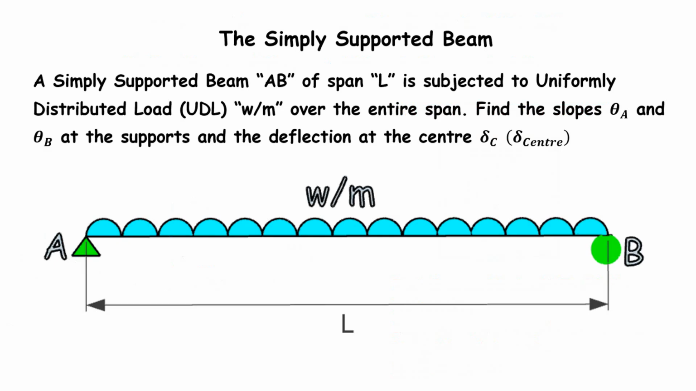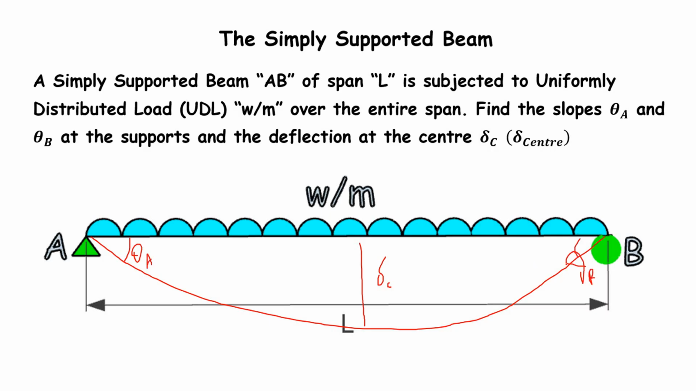Now this slide gives you an idea about what we are going to do. As I told you already, this simply supported beam AB is subjected to uniformly distributed load W per meter, and the span of the beam which is simply supported is L. We will be finding the slope and deflection of this beam. At the center we will determine the delta C, and here we will find out theta A as well as theta B.